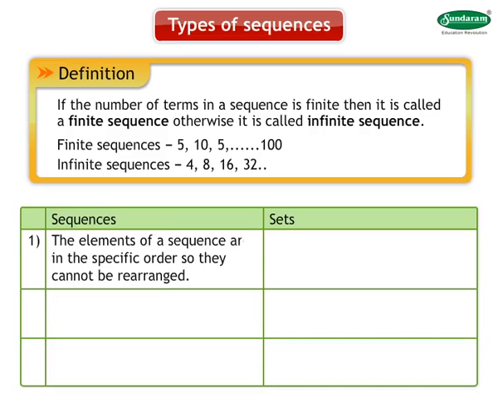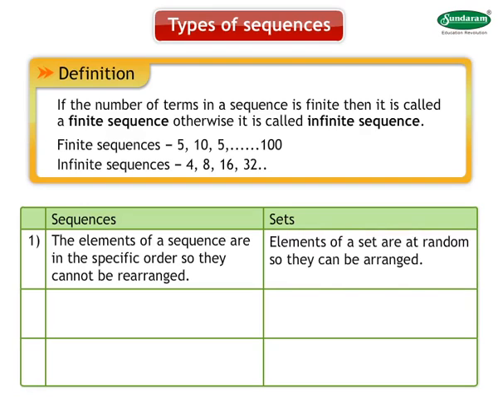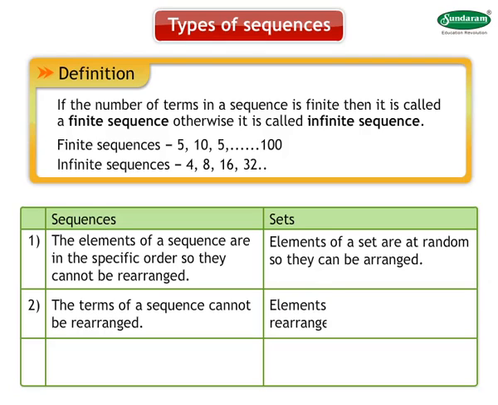The elements of a sequence are in a specific order, so they cannot be rearranged. Elements in a set are at random, so they can be rearranged. The terms of a sequence cannot be rearranged. Elements of a set can be rearranged.